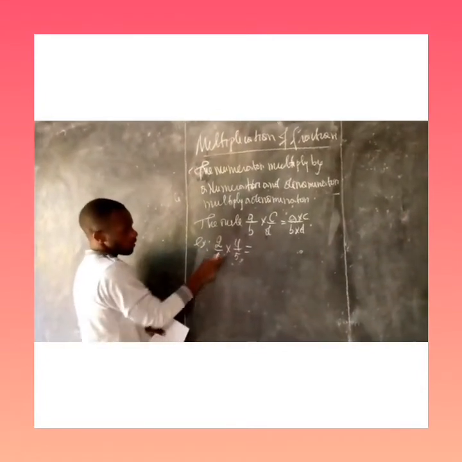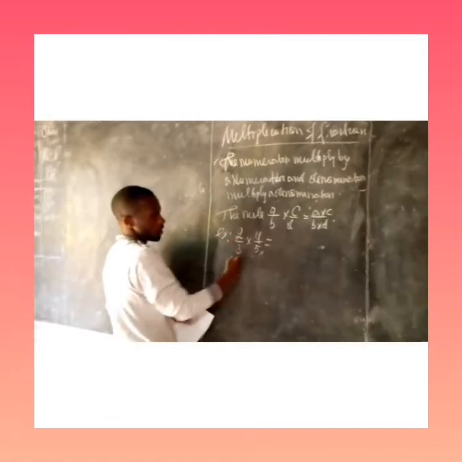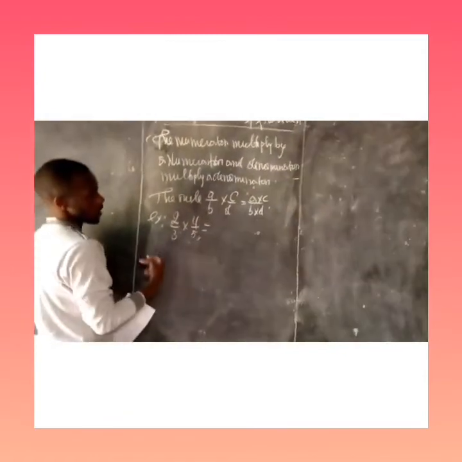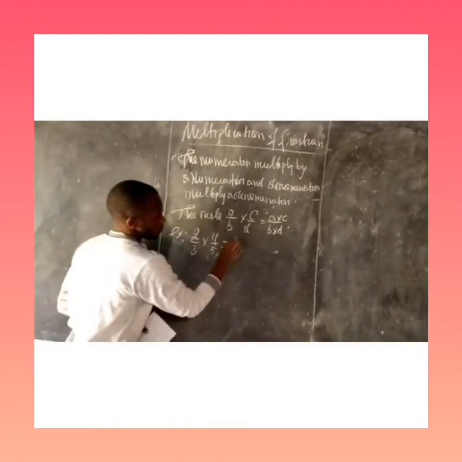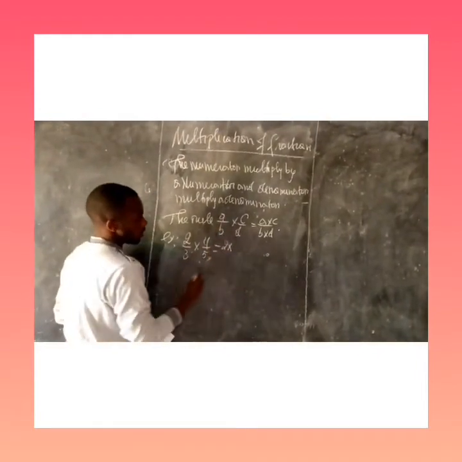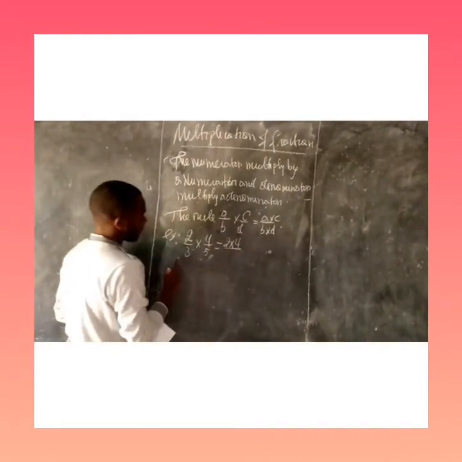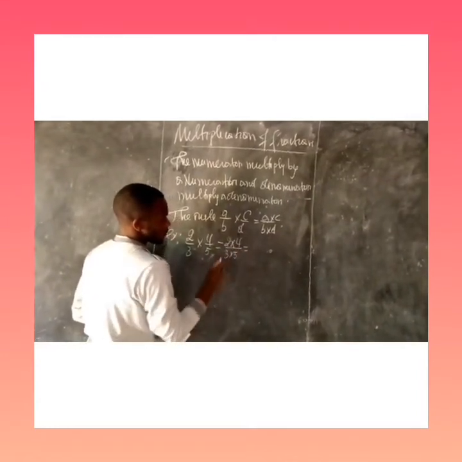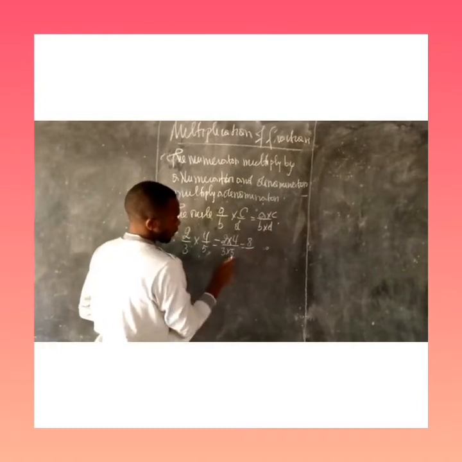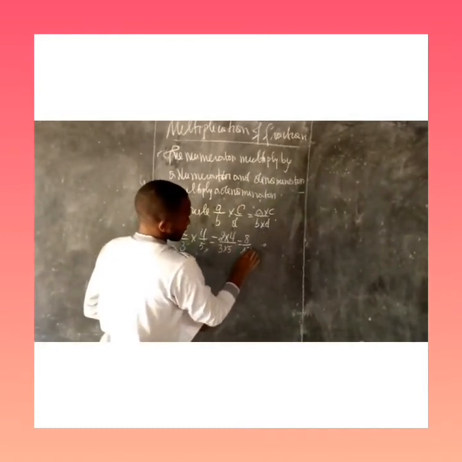2 over 3 times 4 over 5. Means that 2 over 3 is the first fraction, 4 over 5 is the second fraction. Means that the numerator of the first fraction is 2 times the second numerator 4, over the first denominator 3 times 5, which is equal to 2 times 4 we get 8, 3 times 5 we get 15.